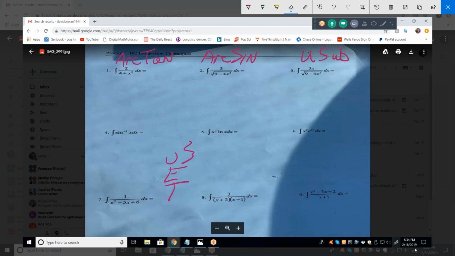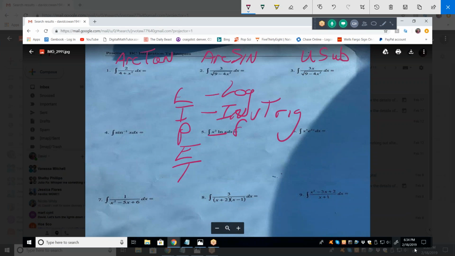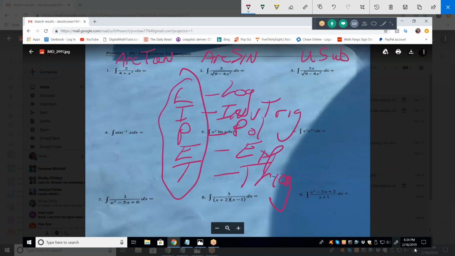Lipit. And the I stands for, what do you think? That's inverse. Log. Inverse trig function. Still have the polynomial, still have the exponential, and still have the trig function. So we still have all of our major function groups. It's a shorter word, lipit, and it applies to this problem.